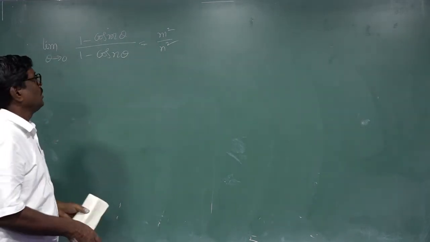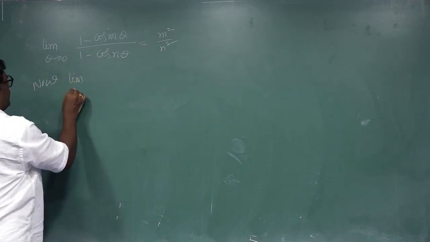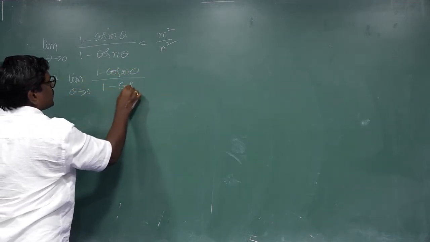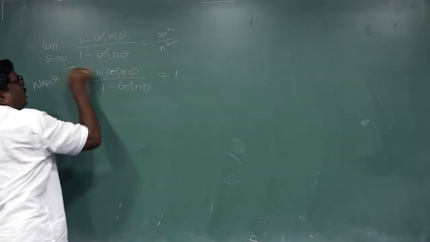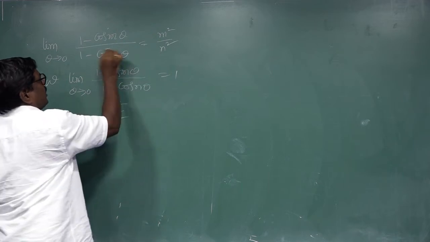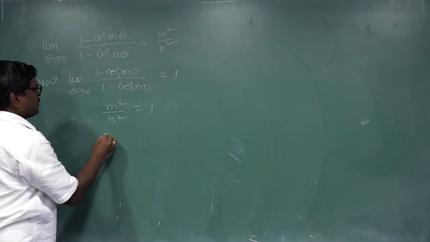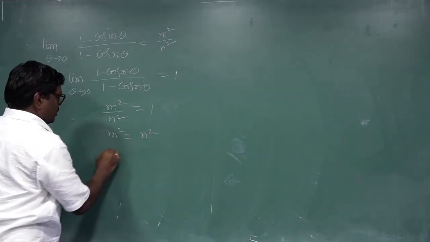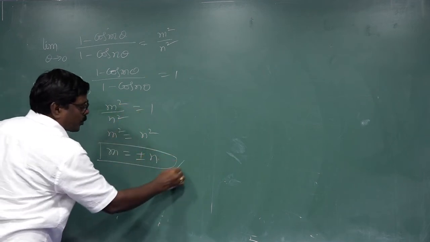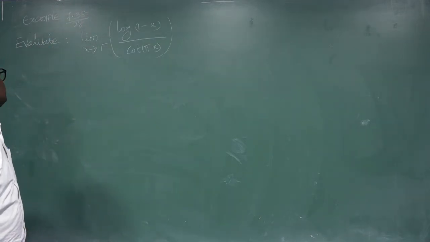Now the problem states that the limit as theta tends to 0 of 1 minus cos m theta by 1 minus cos n theta equals 1. This value is m square by n square, which equals 1. Cross multiplication: m square equal to n square. So m is equal to plus or minus n. Hence proved.